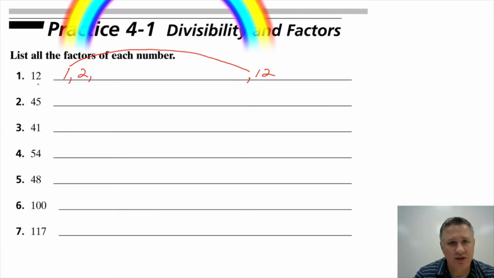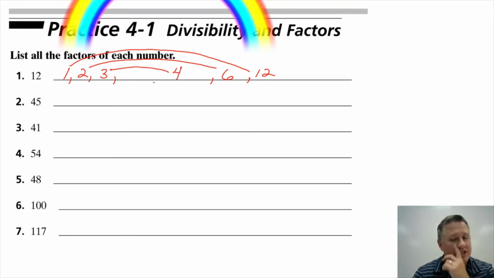Let's try 2. Is it even? Yes. How many times? 6. So 2 and 6 work. And 3. Does 3 go into it? Yes, 4 times. And there are no more numbers to check. And that's what we mean by the rainbow. Start with the ends and keep working your way to the middle. That way you really shouldn't leave out numbers.